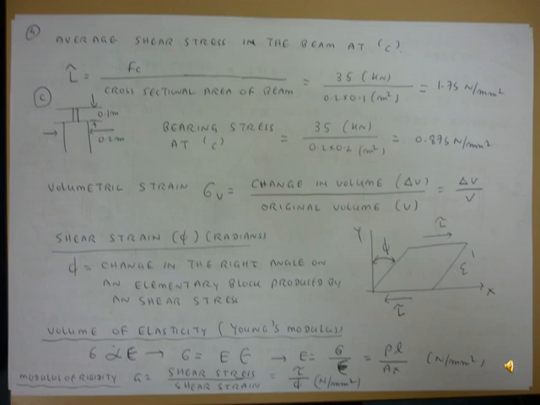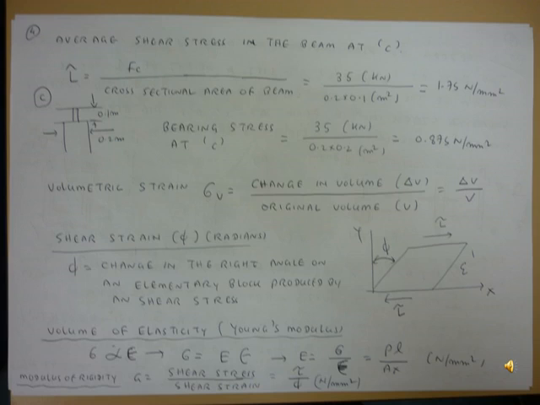So total force is 35 kN, and the area is 0.2 multiplied by 0.1, and there are 2 bolts. So that was multiplied by 2. So 35 divided by 0.2 multiplied by 0.2, you get 0.875 Newton per millimeter square. So this is the way we will be able to calculate the average shear stress and the bearing stress.